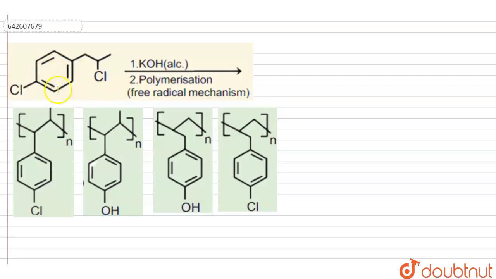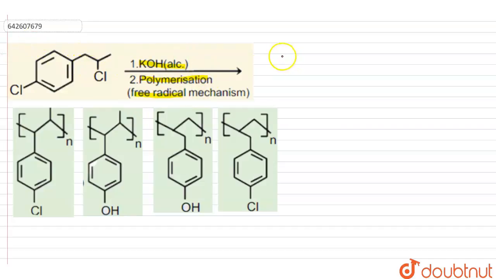Hello students, let's start the question. So we have been given a chlorobenzene derivative over here. On the arrow mark, we can see that the first reagent is alcoholic KOH, whereas the second step of the reaction is polymerization in a free radical mechanism mode. So let us do it.